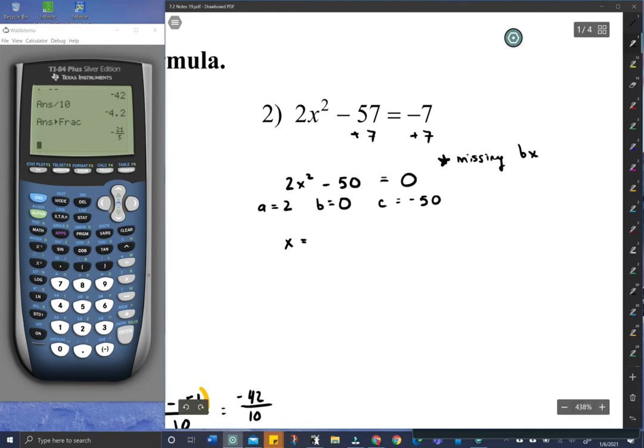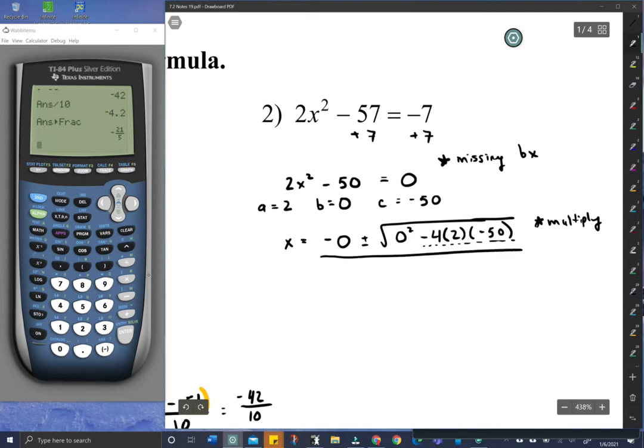So negative b, or negative 0, plus or minus square root, 0 squared, which yes is just 0, but I'm just going to write it all out here, minus 4 times A and times C. Also, key thing, this is all multiplication. So that's multiplication. I see some students that add or subtract those. All over 2 times A.